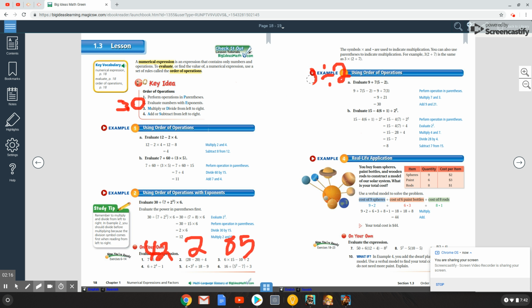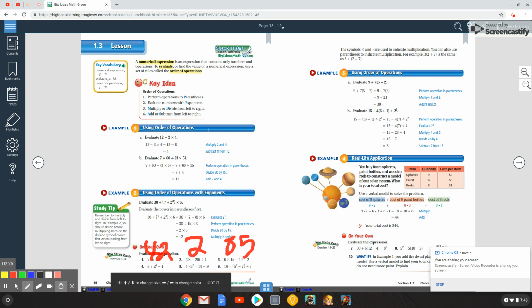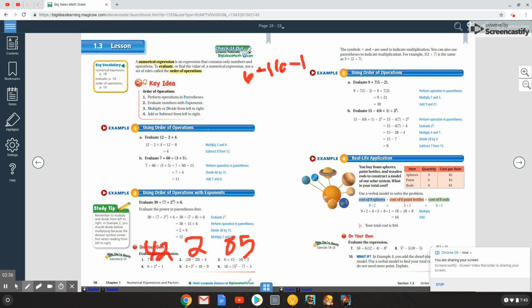Our next practice problem is 6 plus 2 to the power of 4 minus 1. So is there parentheses? No. Is there exponents? Yes. So first we solve 2 to the power of 4. 2 times 2 is 4, times 2 is 8, times 2 is 16. So we have 6 plus 16 minus 1.